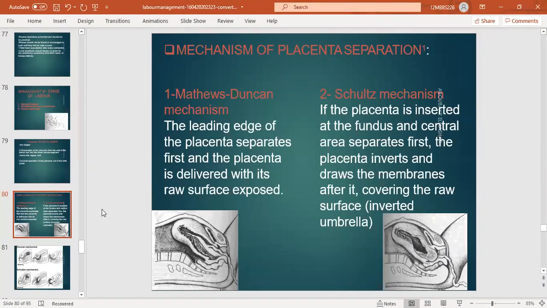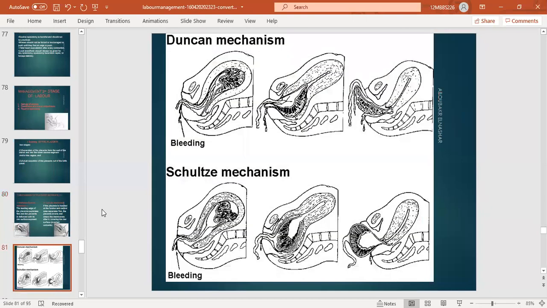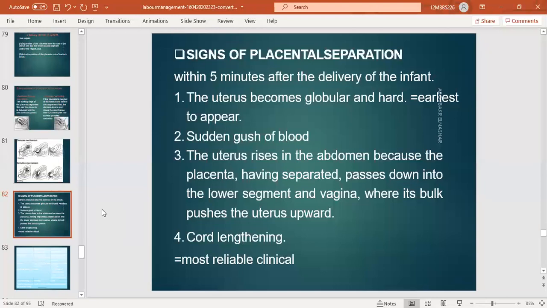In the Matthews Duncan method, the leading edge of the placenta separates first, and the placenta is delivered with the raw surface exposed. In the Schultze method, if the placenta is inserted at the fundus, the central area separates first. So the membrane comes first, and then the placenta center along with the umbilicus comes out. This is not important for you people. The signs of separation of the placenta, as we discussed: the uterus becomes globular and hard, a gush of blood, the uterus rises in the abdomen, and the cord lengthens.